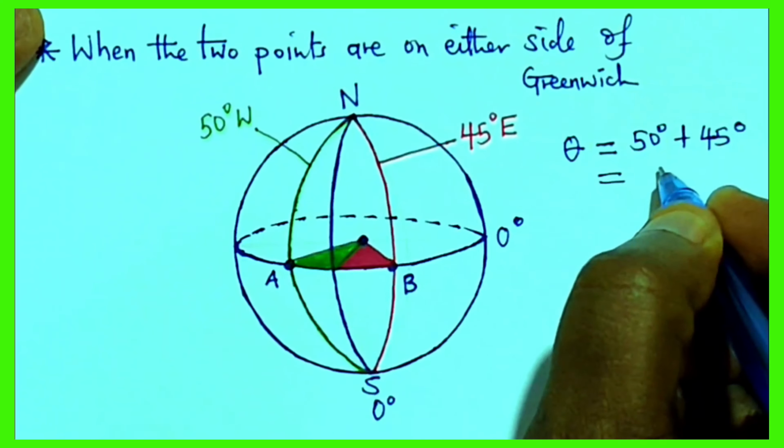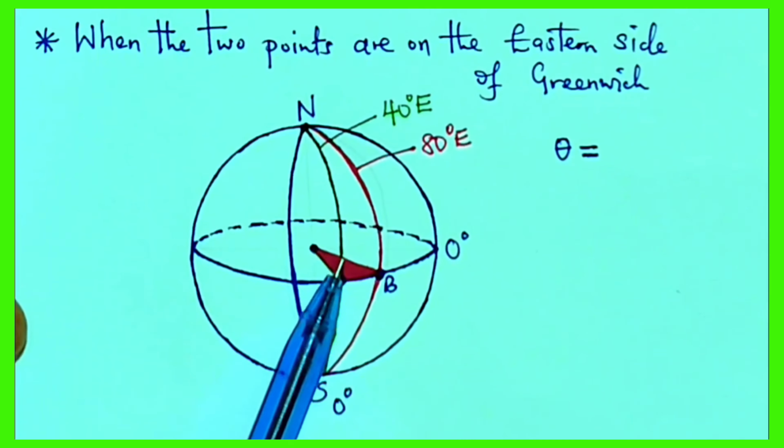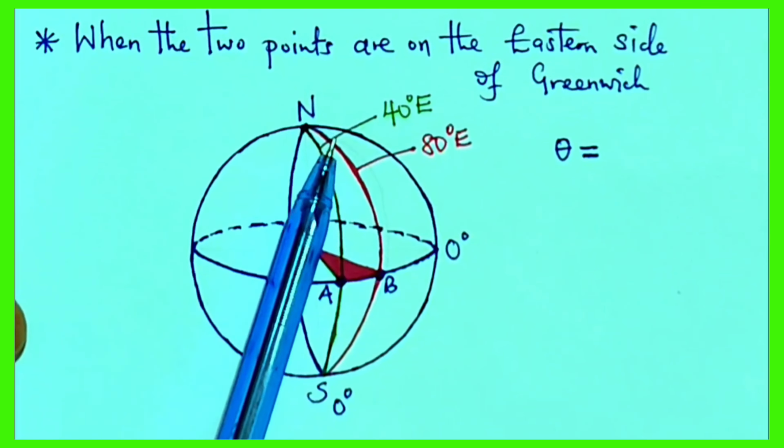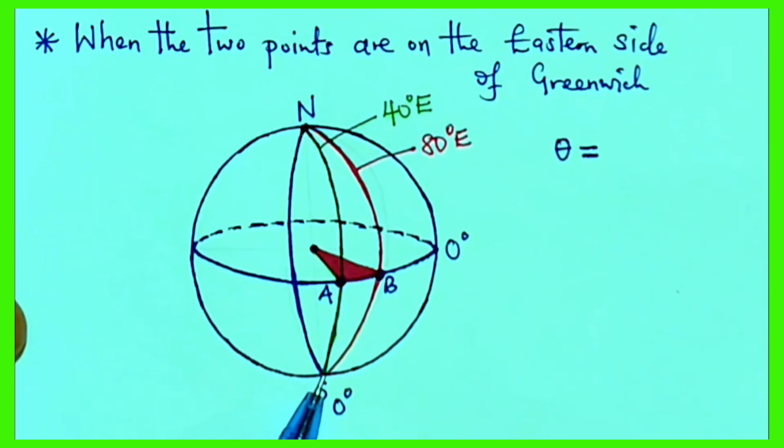between those 2 points. When the 2 points are on the eastern side of Greenwich, so this is the Greenwich meridian here, and then I've got a longitude 40 degrees east and then another longitude 80 degrees east. So the theta here will be equal to 80 degrees east to subtract 40 degrees east. And the solution here will be equal to 40 degrees, which represents the longitude difference between those 2 points.